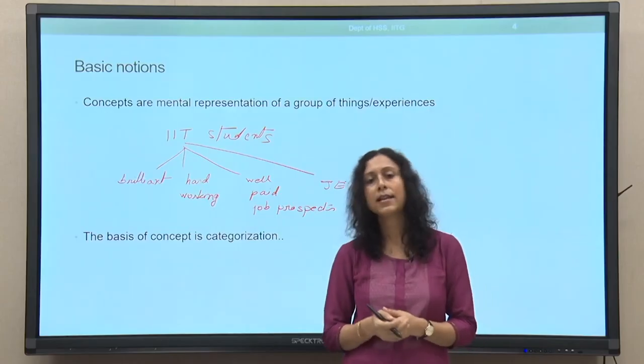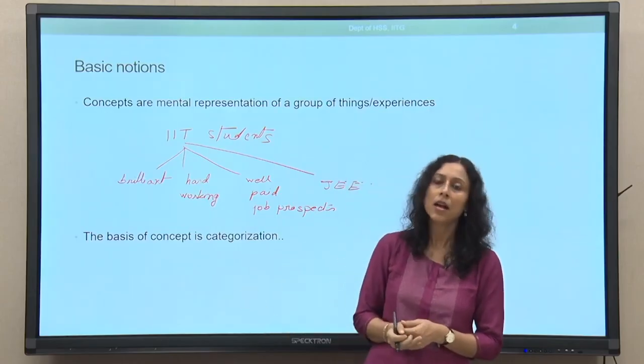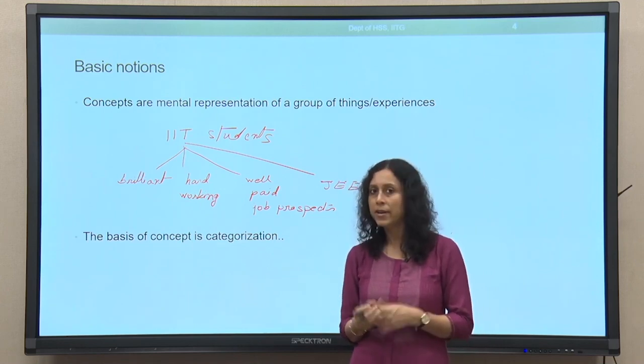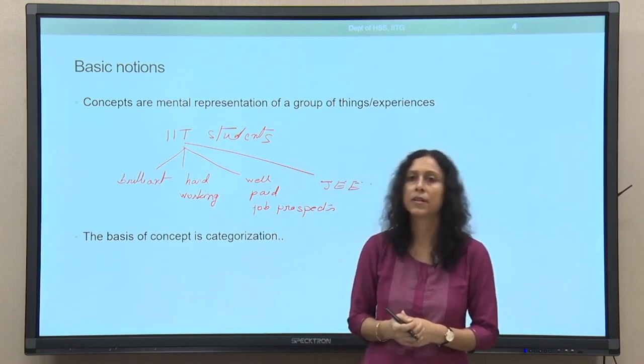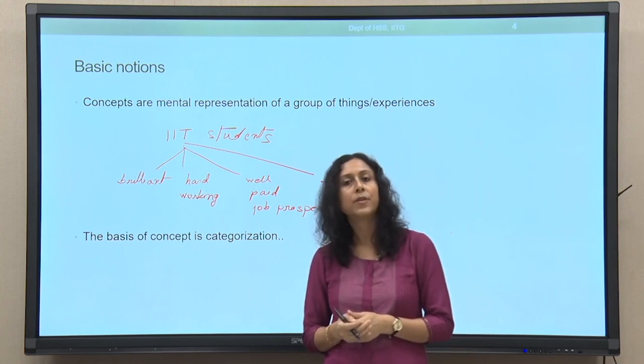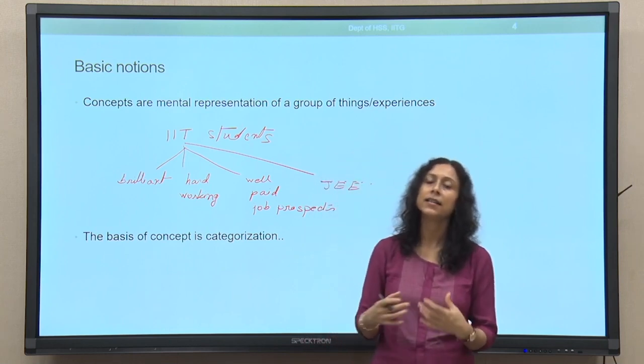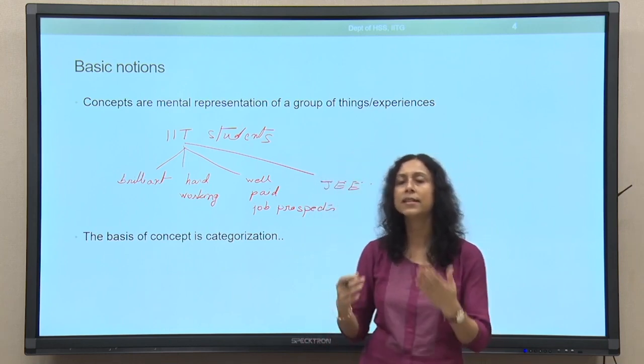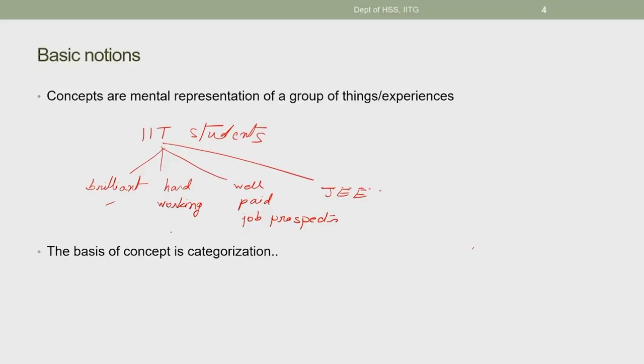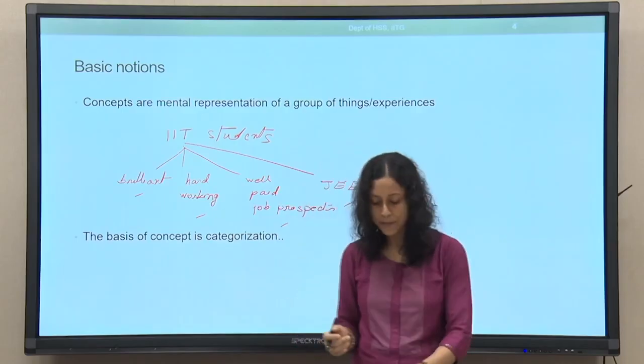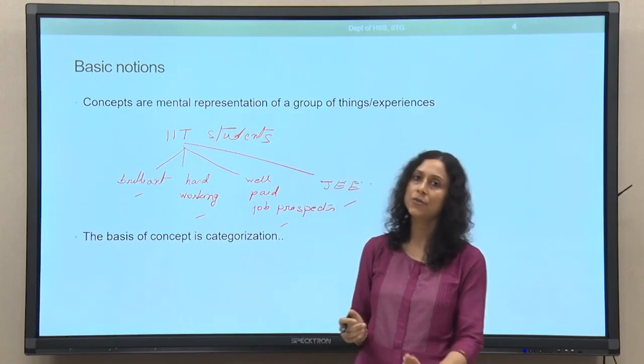and then they have to work really hard to achieve their goals, and at the end of it many of them get placed in very well respected, very well paid jobs. So, this is roughly the idea that you have about a concept. So, what does it basically mean? These are the features that you associate with a concept. There is a concept and it has associated features. So, in simple terms, these are the meanings of the word IIT student.